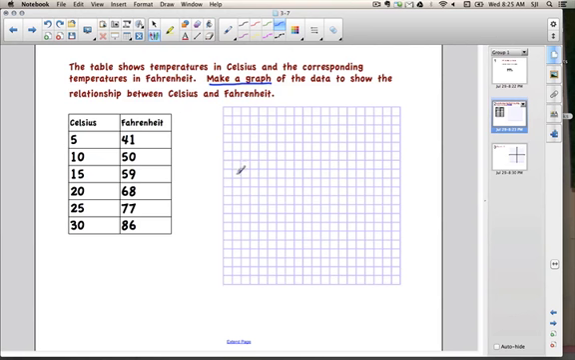I'm going to quickly explain the difference between the words table and graph. A lot of people use them interchangeably, but they actually don't mean the same thing. This over here is a table. You have data listed in columns in a table.